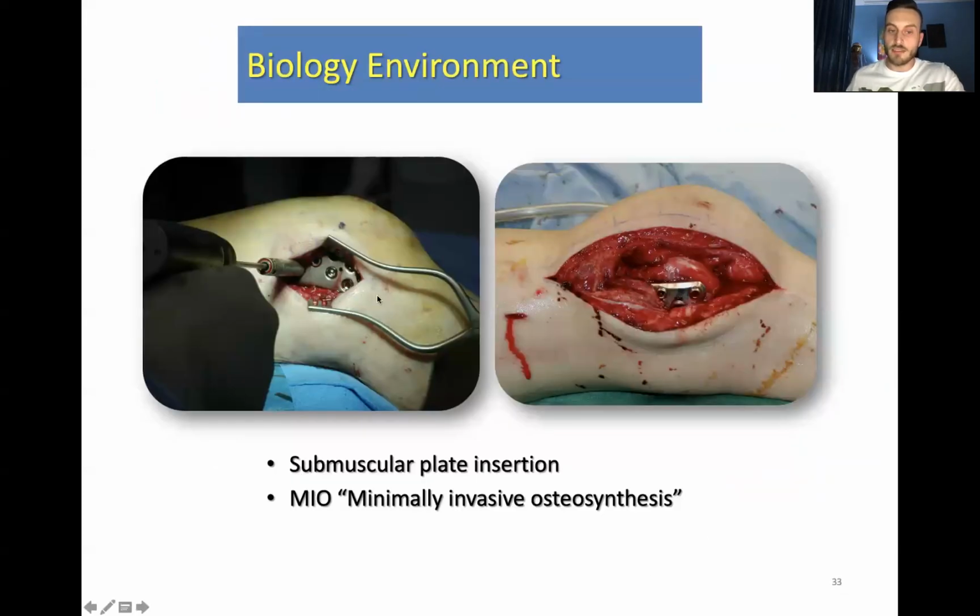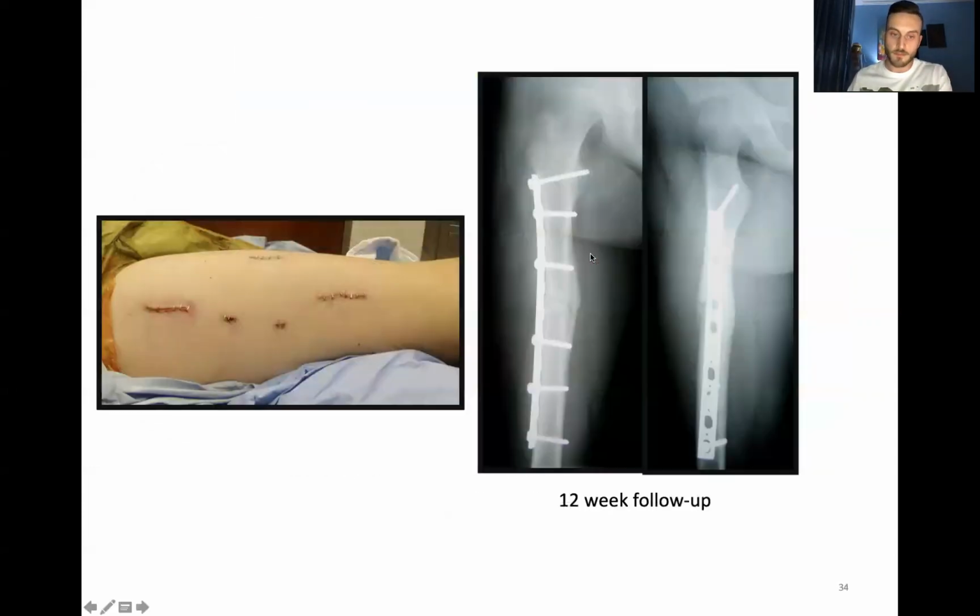On the other hand, this picture shows you that this plate is going inside. You can see the size of this incision in comparison with the size of this incision. This incision is very big, with periosteal stripping and soft tissue damage, so there will be no blood supply to the bone, and less healing. But this side, which is called minimally invasive, is better. So the biological environment on the left side is much better than the right side.